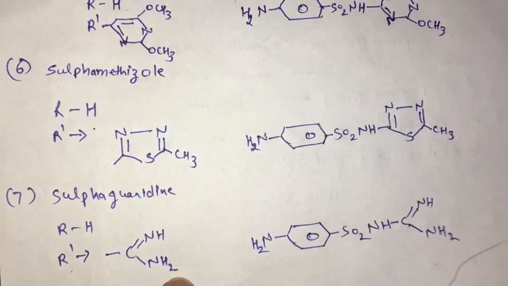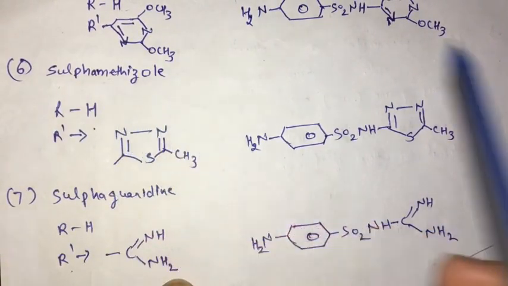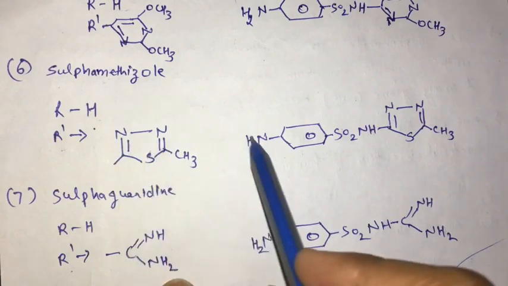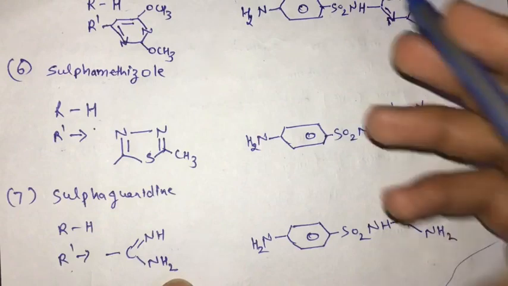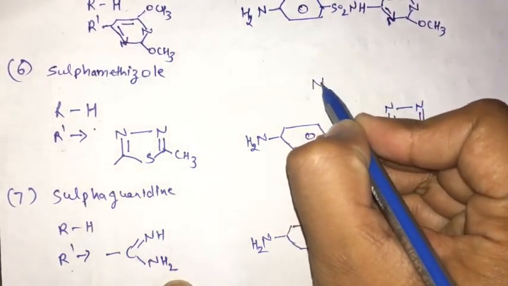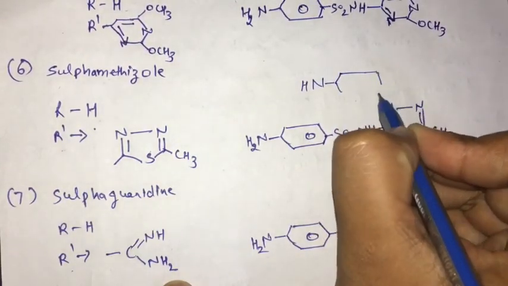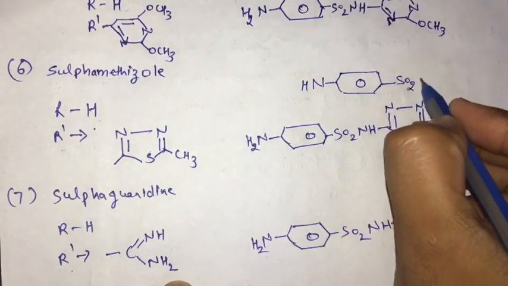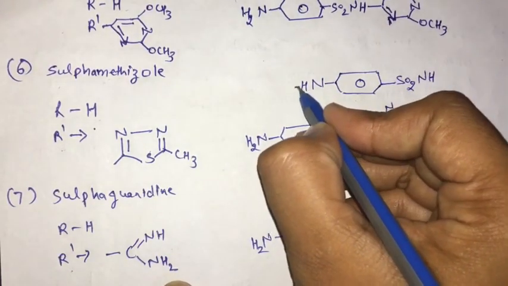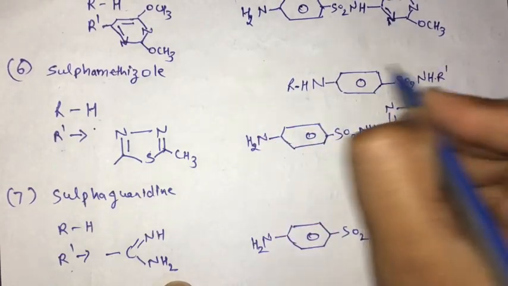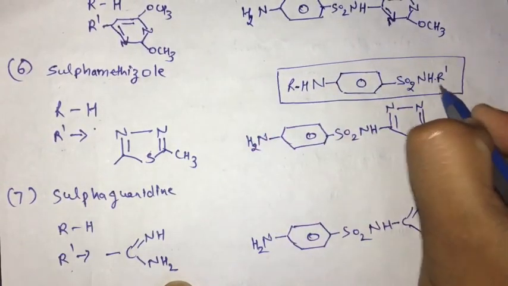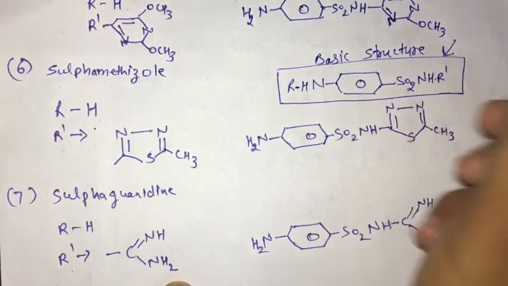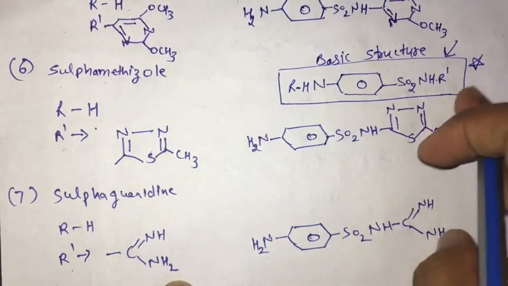Now the next structure is the sixth, which is sulfamethizole, in which R is H and R dash is NH and this structure. If you add this structure in the basic structure, remember this, it's very important for all the drugs that you make in sulfonamides. This is R here and R dash here. This is the basic structure you have to learn. This is very important to learn all the drugs of sulfonamides.